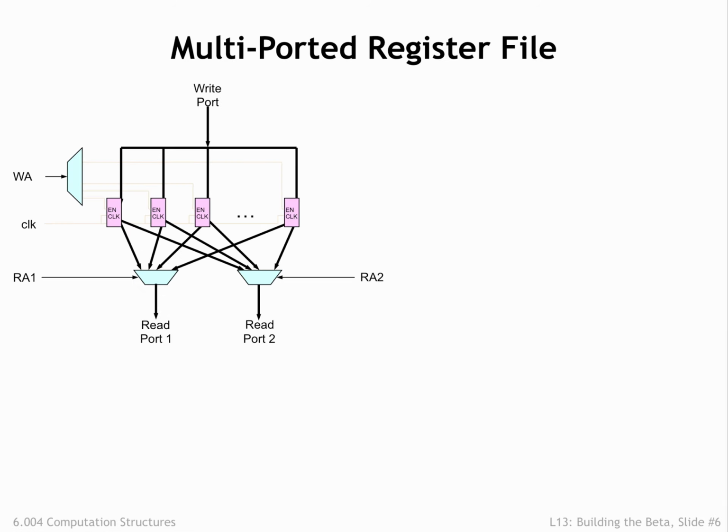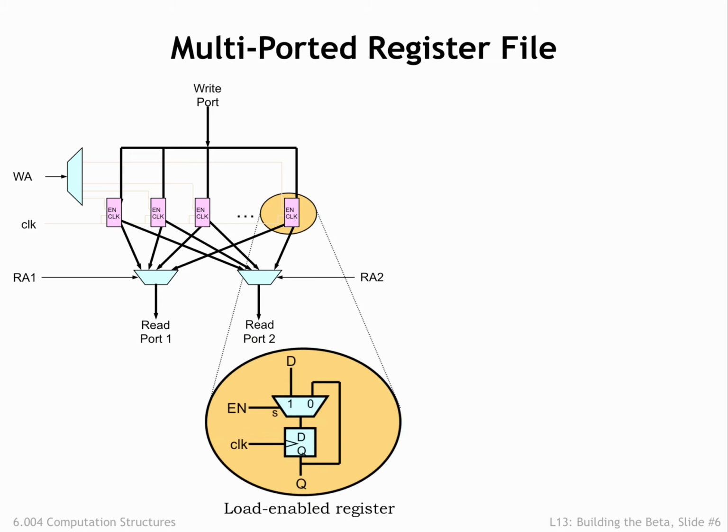The Beta ISA specifies 32 32-bit registers as part of the data path. These are shown as the magenta rectangles in the diagram below. These are implemented as load-enabled registers, which have an EN signal that controls when the register is loaded with a new value. If EN is 1, the register will be loaded from the D input at the next rising clock edge. If EN is 0, the register is reloaded with its current value, and hence its value is unchanged.